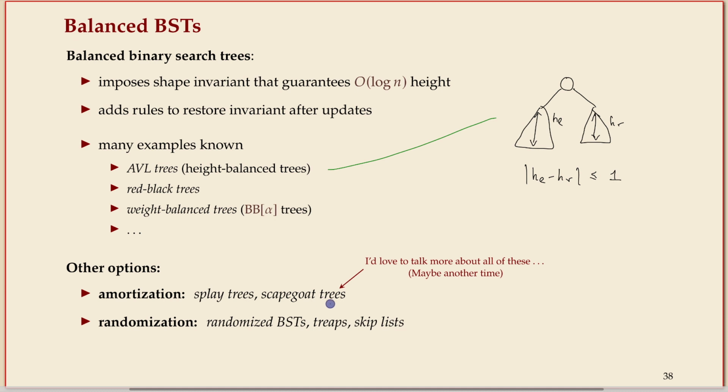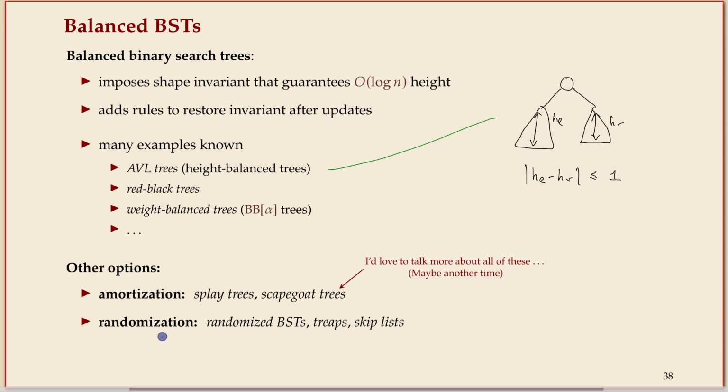I just think it's useful to know that these exist. They have some properties that are useful in that they don't need an extra field. For AVL trees, you essentially have to store the height of these subtrees, and splay trees avoid that.